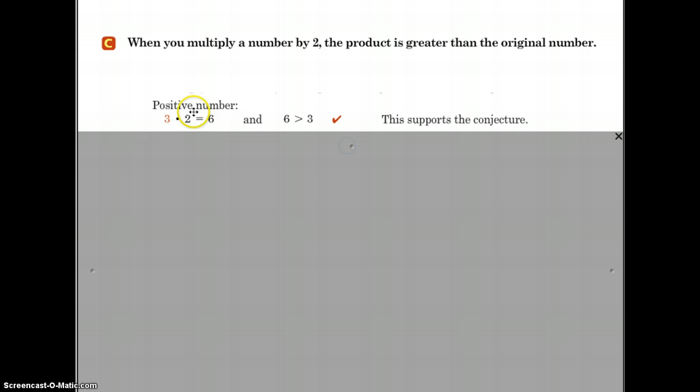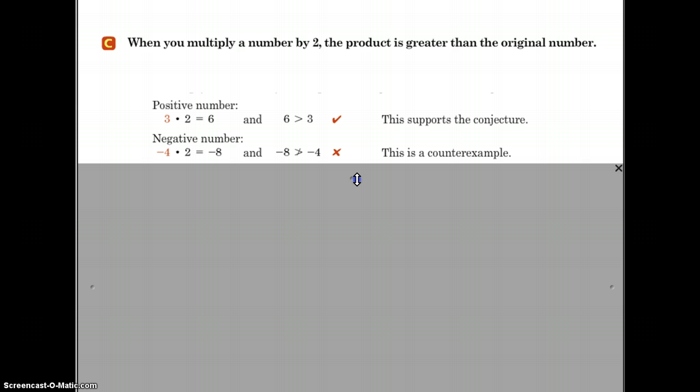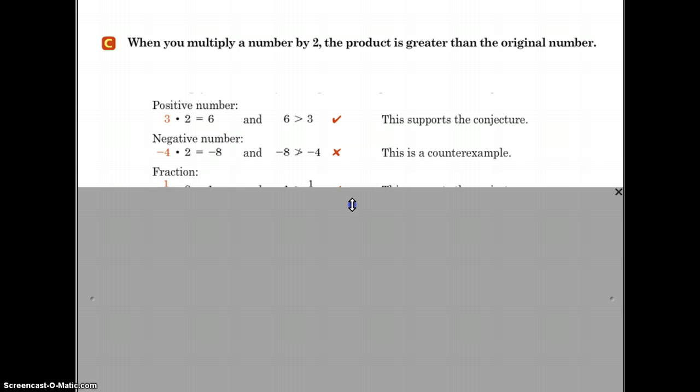How about this one? When you multiply a number by 2, the product is greater than the original number. So let's break this down. Multiplication by 2. And product means our answer has to be greater. So let's look at some examples here. Our first example is let's multiply 2 by a positive number. So let's go with 3. 3 times 2 is 6, and our answer, 6, is greater than 3, so this supports our conjecture. This is not what we're looking for. Let's look at a negative number. Negative 4 times 2 equals negative 8, and negative 8 is not greater than negative 4, so any negative number would be a fantastic counterexample.